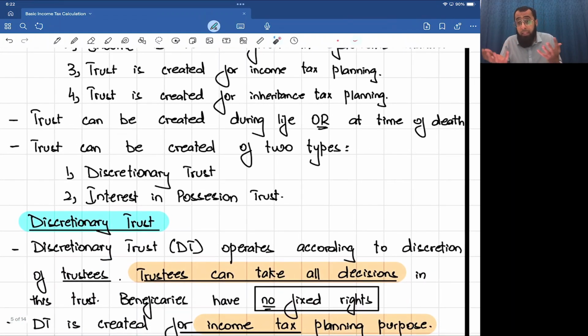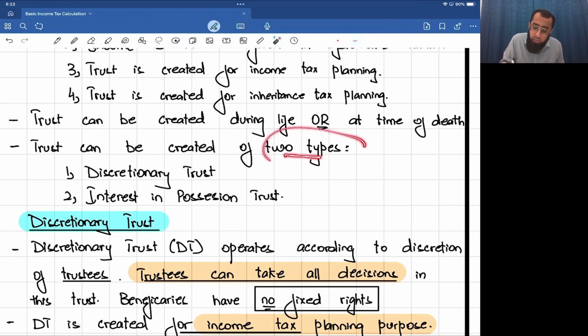Now, what do you mean by inheritance tax planning? Rather than keeping the assets in the name of individuals, which will be subject to inheritance tax on every death, keep them in the name of a trust, which will not die. Just the trustees and beneficiaries will keep on changing. You can create the trust while you are alive, or you can create it at the time of death also through your will. Sometimes when a person dies, he writes in the will that, okay, after my death, give the assets to the trust and they will be the trustees and these parties will be the beneficiaries. So you can create it through your will also.